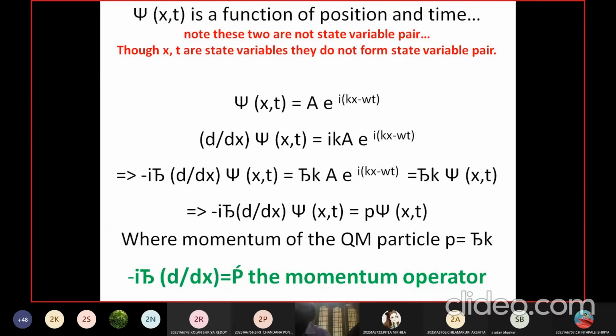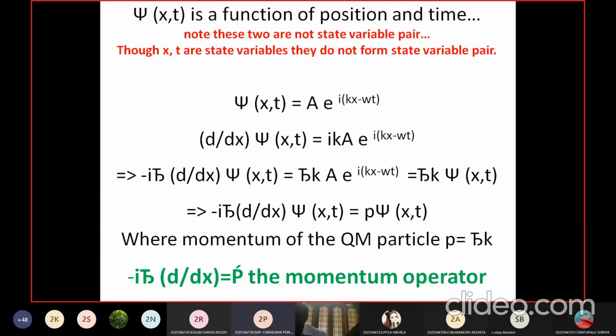So psi of x comma t is the wave function based on position and time. As I said, x and t are not state variables. Now, 5 seconds for a question I'm asking. Instead of x comma t, what can I take in their place? 5, 4, 3, 2, 1.